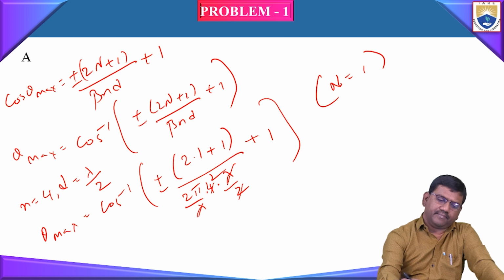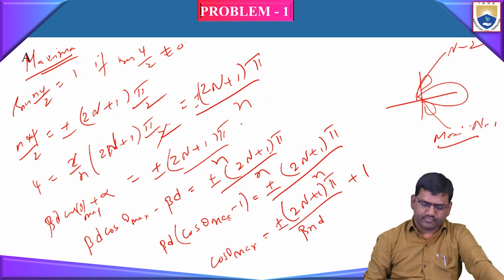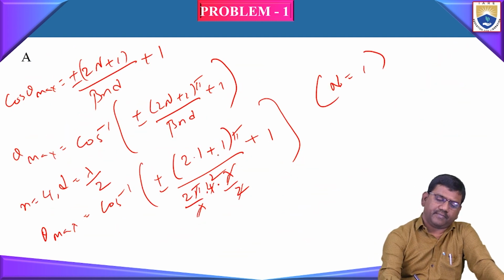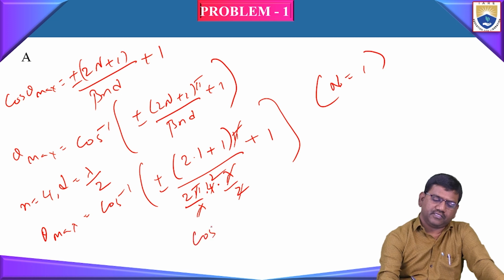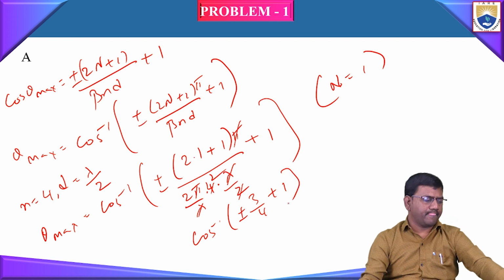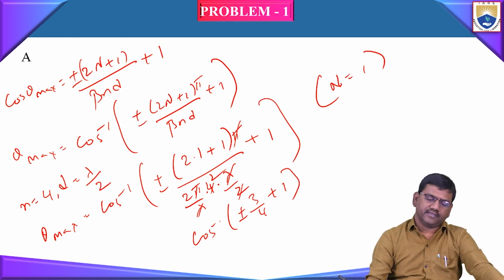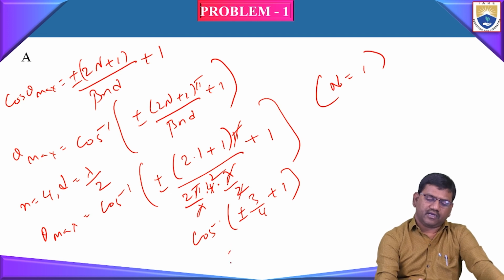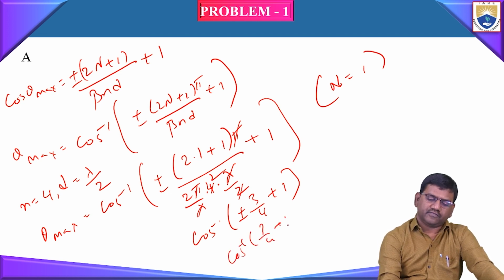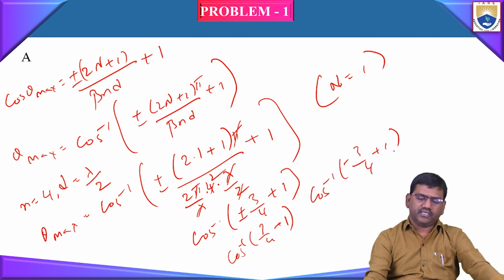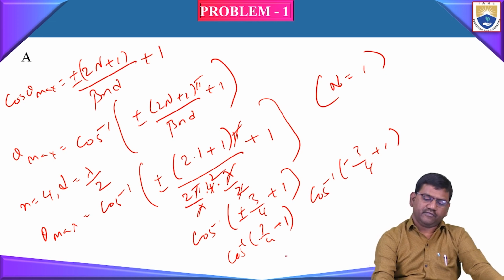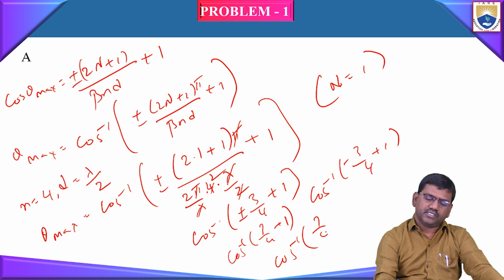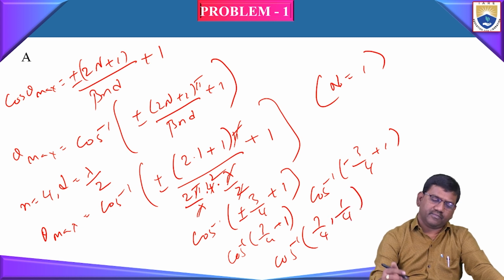So you will get (2N+1) into π here. So π gets cancelled. So if you simplify this, you will get cos inverse of plus or minus 3/4 plus 1. So here we can write cos inverse of 3/4 plus 1 and cos inverse of minus 3/4 plus 1. So we'll get two different angles here. So here we'll get cos inverse of 7/4 and 1/4.